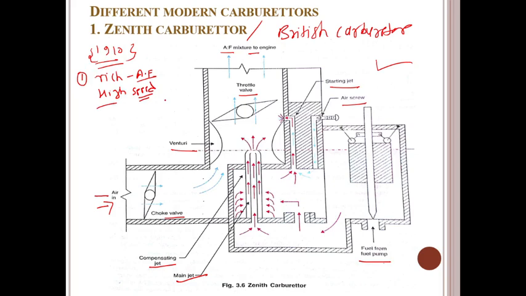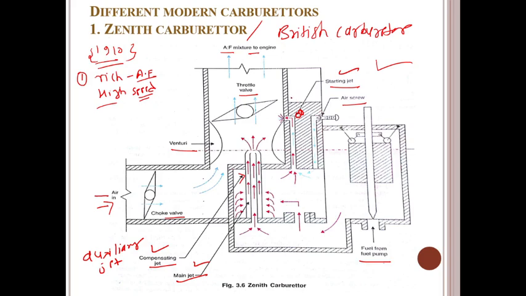Following is the list of components in the Zenith carburetor. If you observe the diagram, there is the float chamber, then the main line, fuel pump, and main jet. Along with the main jet there is the compensating jet, which has another name, the auxiliary jet. Then the starting jet will be there, you observe at that position. Then the reserve or auxiliary chamber will be there.